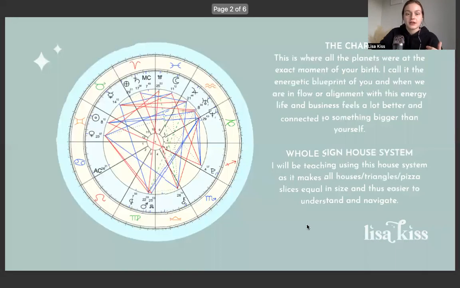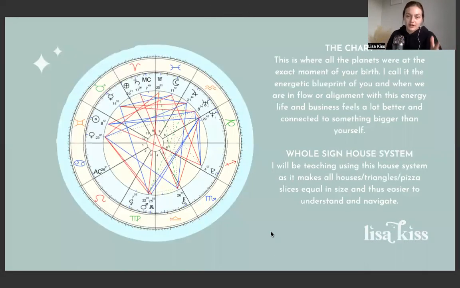So before we get started, here's my chart. The natal chart, if you need a refresher, is the exact moment of your birth. This is where all of the planets were. So if you picture yourself in the middle, where the little X is, that's you. You look up at the sky, this is where all the planets were.